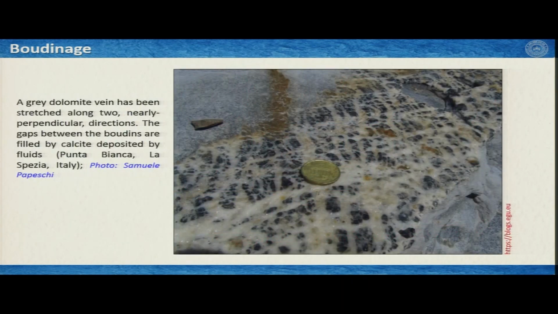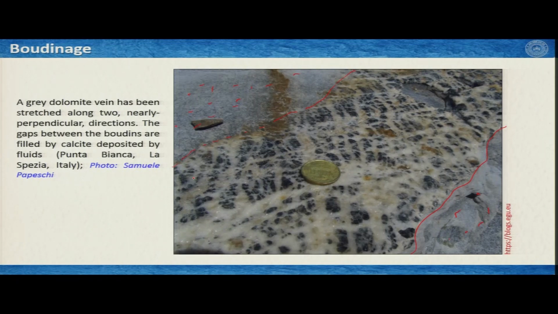Now, this is an example of a field photograph of chocolate tablet boudinage. I took it from EGU blogs. So, what we see here, the matrix, as you can see here, this matrix is actually calcitic or marble, and then you had a dike of dolomite, or dolomite vein or dike, and then it got fractured.